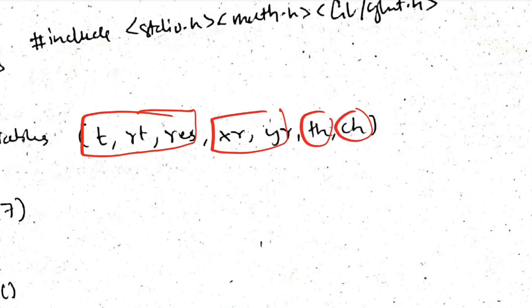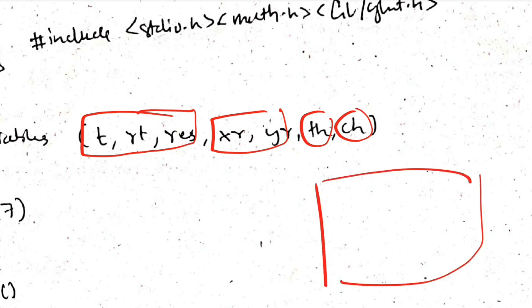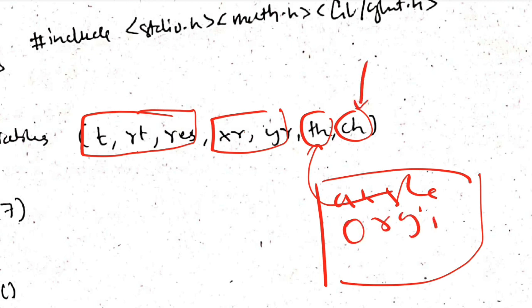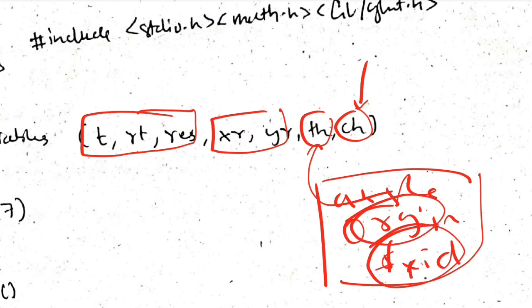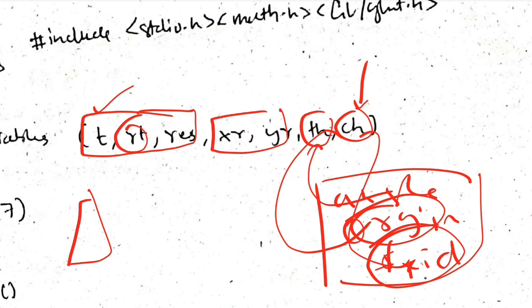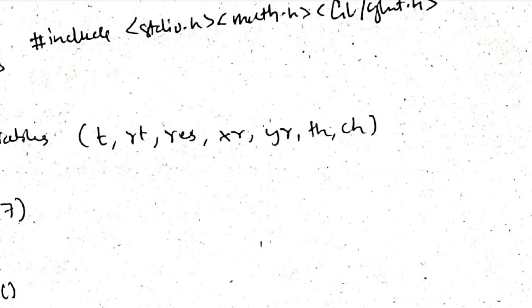Two questions will be asked when we run this program. One is to enter the angle, which will be stored in theta, so for that we have taken th. The other is to enter the choice. Choice means either rotate with respect to the origin or with respect to a fixed point. Our choice will be stored in ch. Then t is the initial triangle values, followed by the rotated triangle vertices and the resultant triangle vertices. We will see why we are using these values.